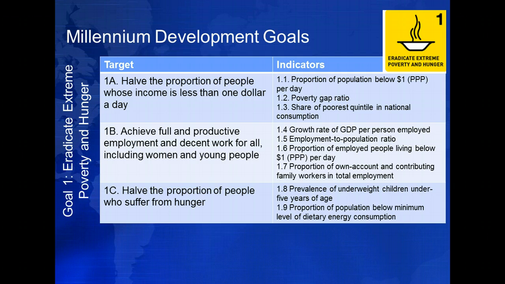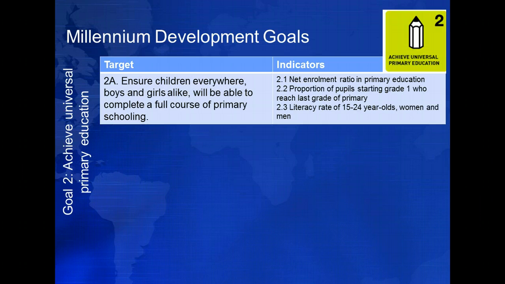For example, Target 1B, achieving full employment, is measured by 4 indicators: the GDP growth rate per person employed, the employment to population ratio, the proportion of employed people living on less than $1 per day, and the proportion of own account and contributing family workers in total employment. Goal number 2 is to achieve universal primary education, ensuring that both boys and girls have access to a complete course of primary schooling.